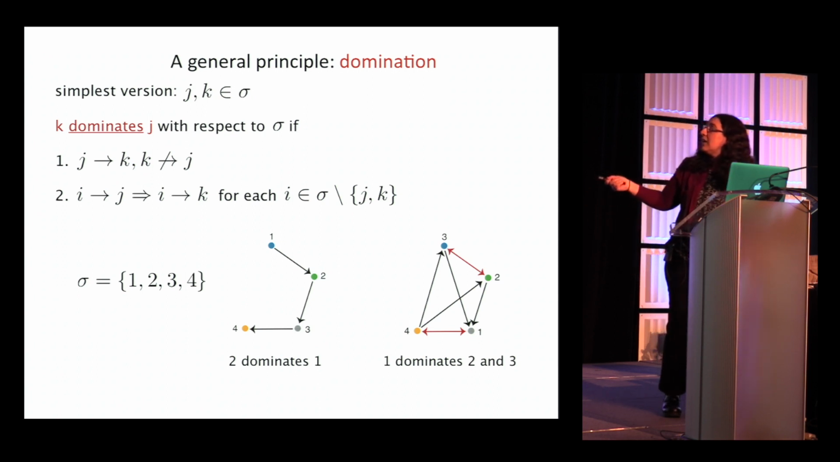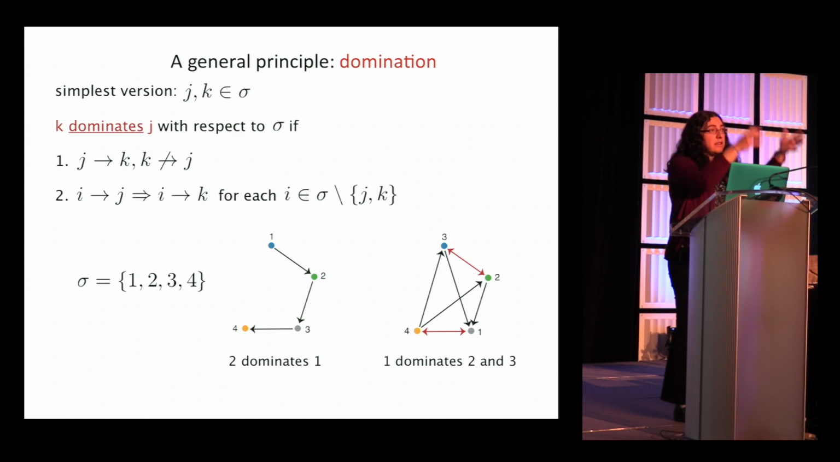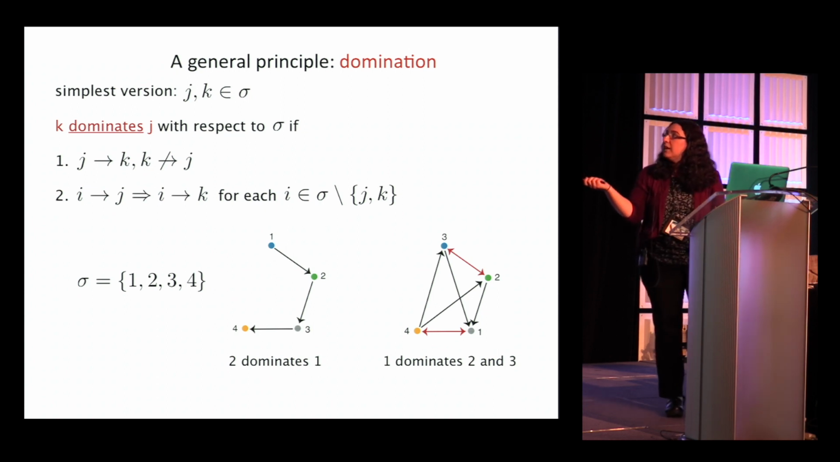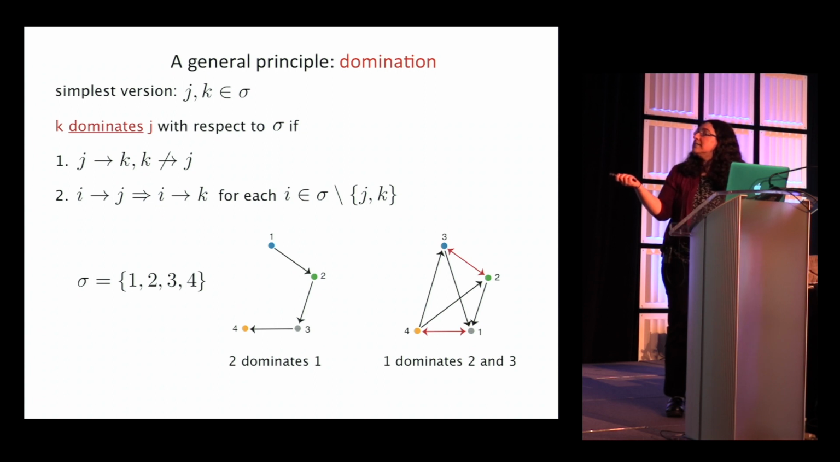And here, I'm going to give you the simplest version of it. There are many versions of it that come out of the same theorem, but in terms of checking from the graph, this is probably the simplest. So we say that if you have 2 nodes in a subset of neurons, in a subnetwork, K dominates J with respect to that subnetwork if J goes to K, but K does not go back to J. Okay, so you have to have a unidirectional connection between them. And every input that J gets, K also gets.